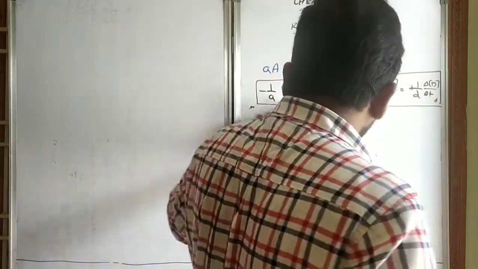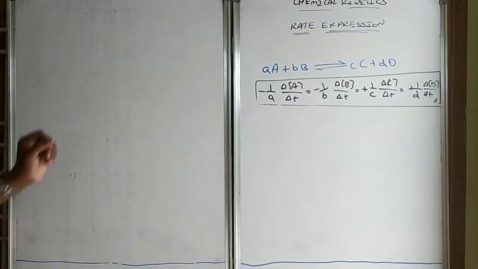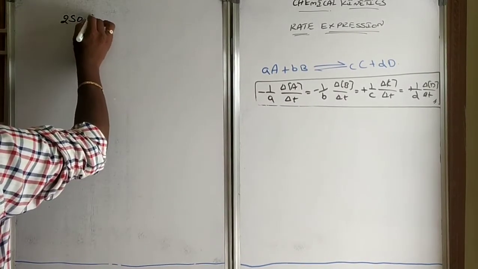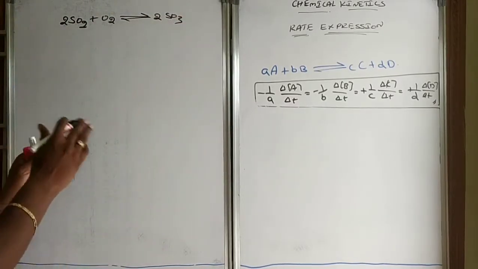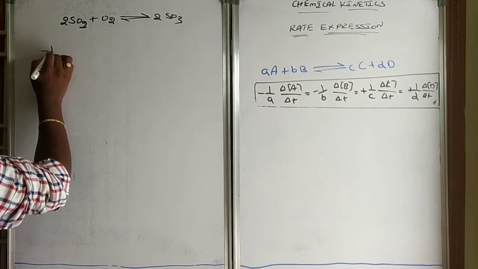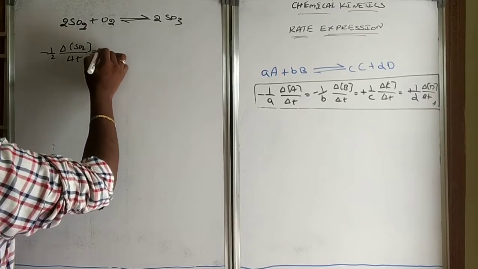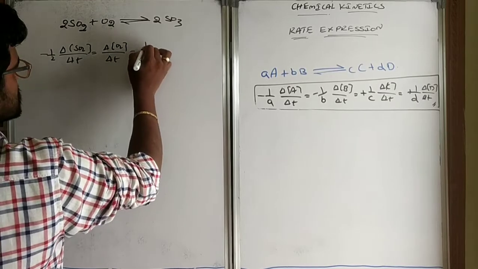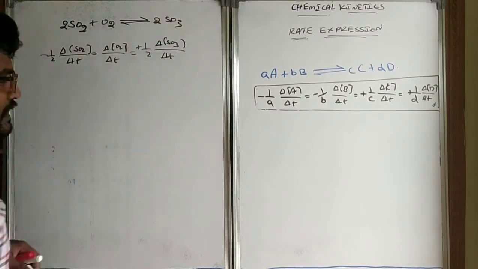If you see what the different forms of the rate expression are, for any reaction you can write the rate expression like this. If you take this one, 2SO2 plus O2 gives 2SO3. This is a reaction. What is the rate expression for this? Minus half delta SO2 by delta T equals delta O2 by delta T equals half delta SO3 by delta T.